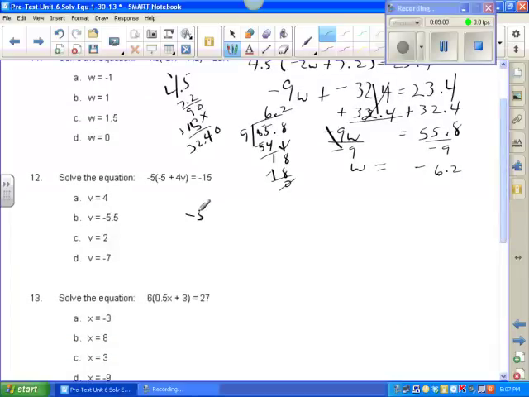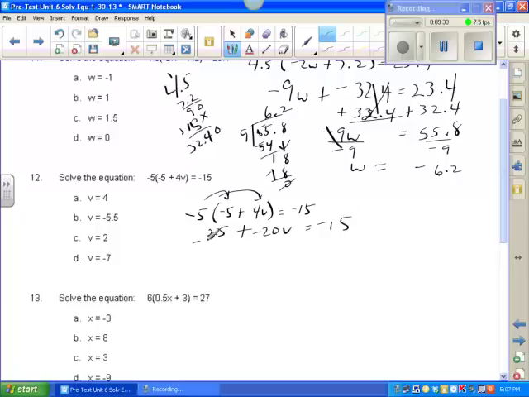Okay, number 12. So I have negative 5 times negative 5 plus 4v equals negative 15. Okay, so do your distributive property. So negative 5 times negative 5 is positive 25. Negative 5 times 4v is negative 20v. And I have negative 15 on the other side. Okay, I can't combine like terms. I don't have variables on both sides. So we're left with a two-step equation.